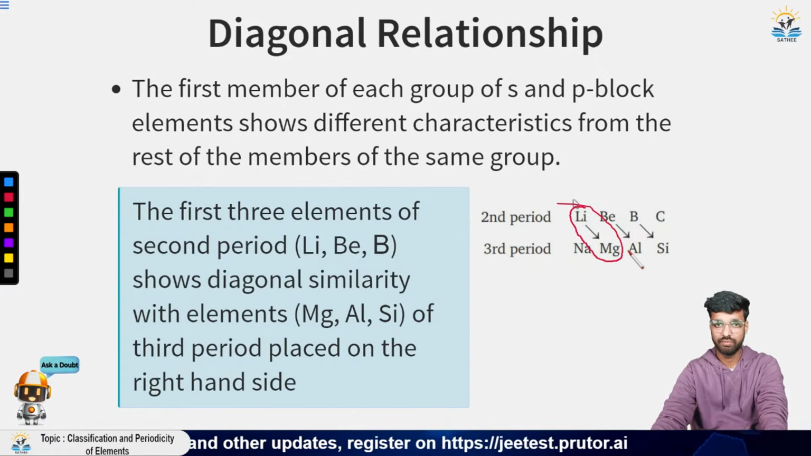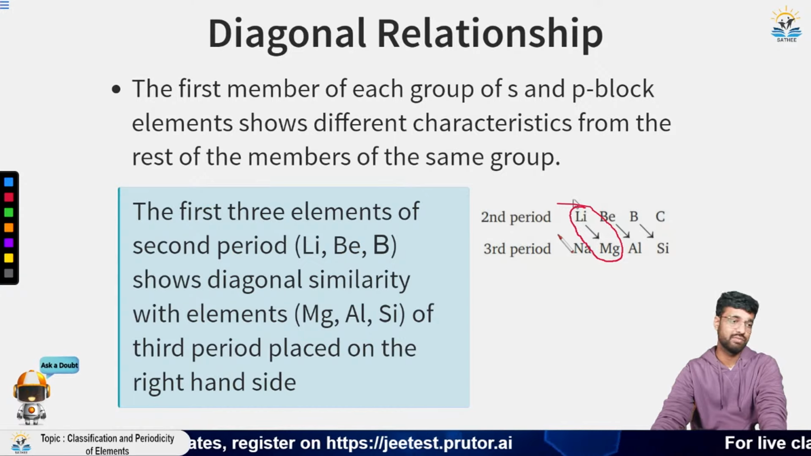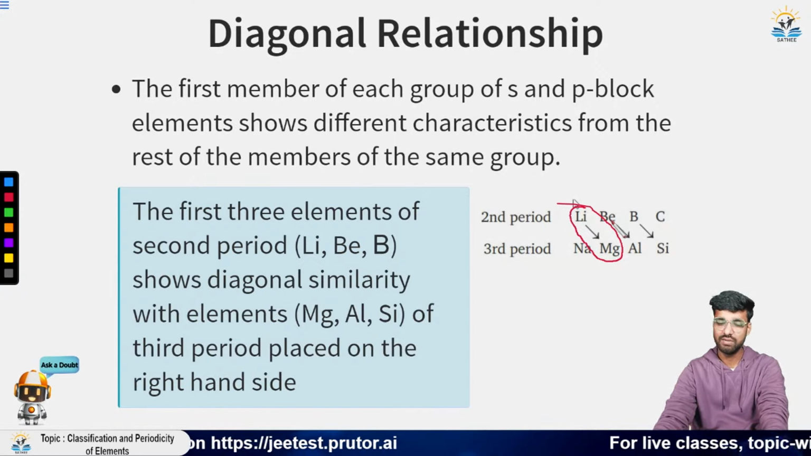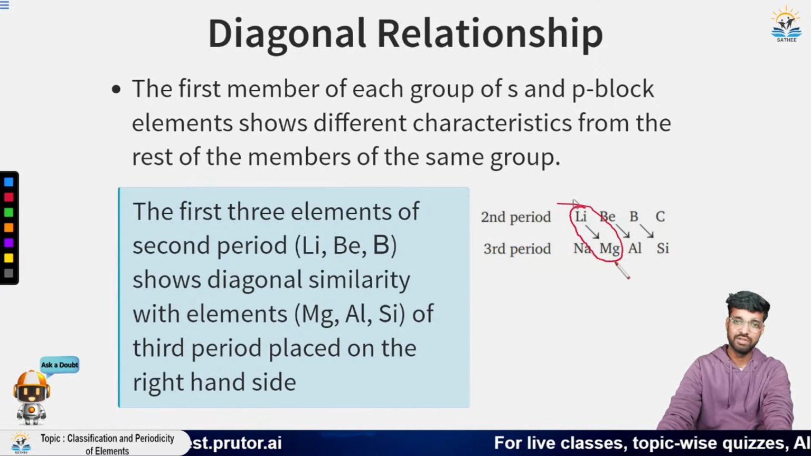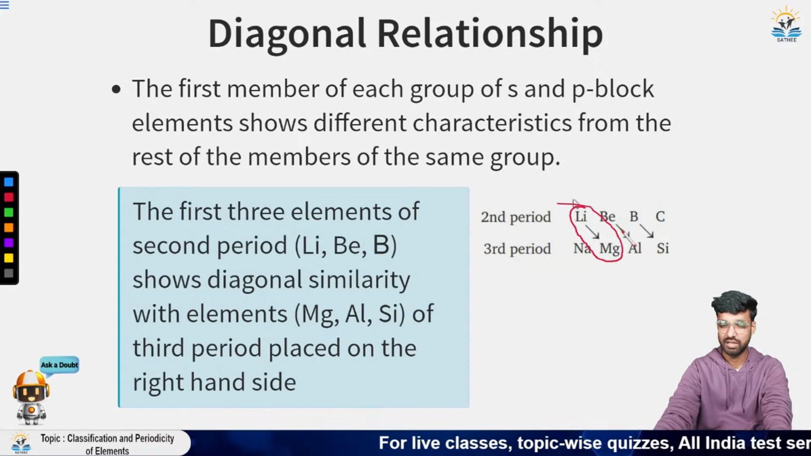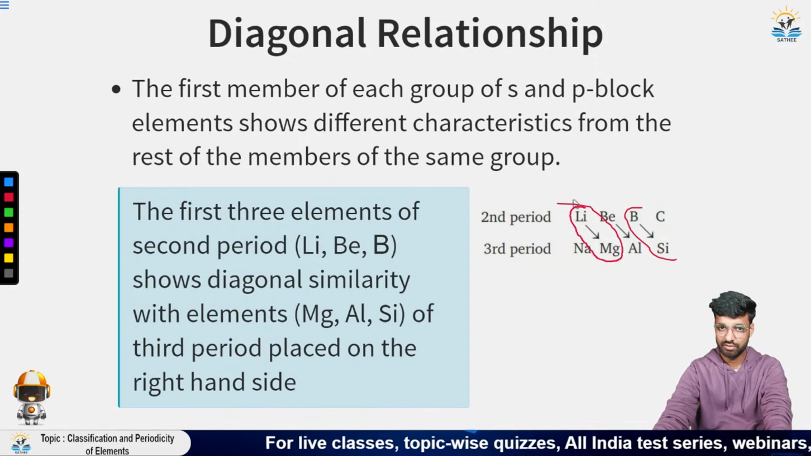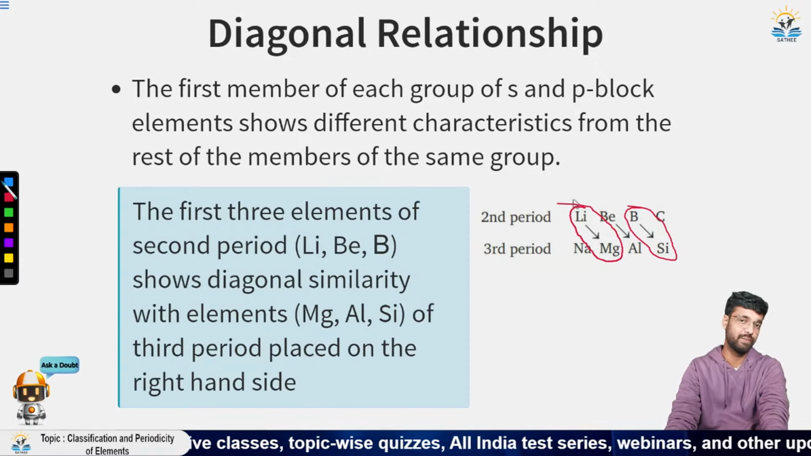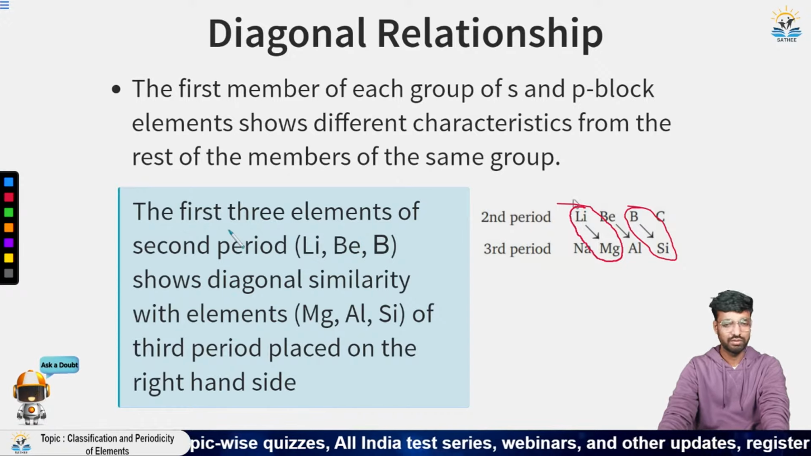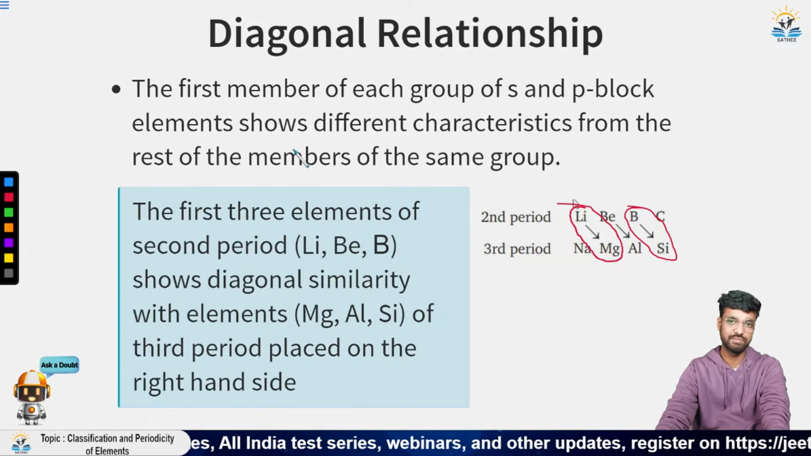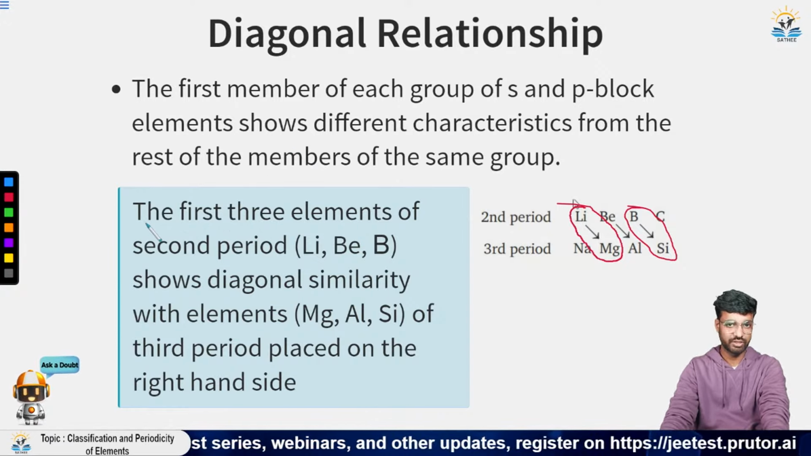behavior, or phenomenon. So lithium and magnesium share the same type of properties. Similarly, beryllium and aluminium share the same type of properties. The same goes for boron and silicon. So this should be kept in mind. It's a very important concept. Questions are often asked from this diagonal relationship. The same thing is written here.